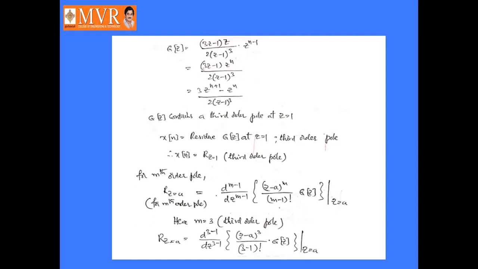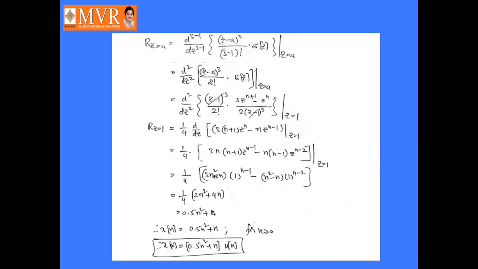Then x of n equals the residue of g of z at z equal to 1, that is a third order pole. There is a formula for an mth order pole: the residue at z equal to a is d power m minus 1 by dz power m minus 1 of (z minus a) whole power m into g of z, divided by (m minus 1) factorial, at z equal to a. Here m is given as 3. So the residue becomes d square by dz square of (z minus a) whole cube into g of z, by 2 factorial, that is 1 into 2, that is 2, at z equal to a.